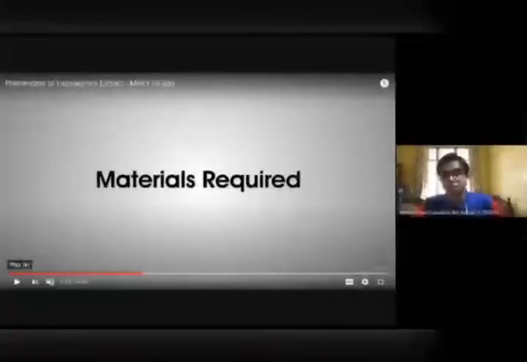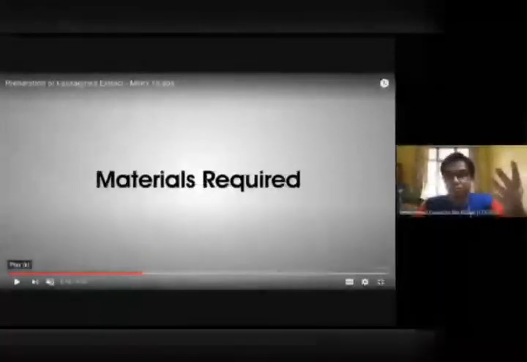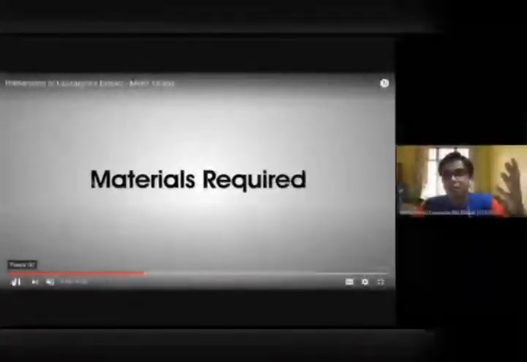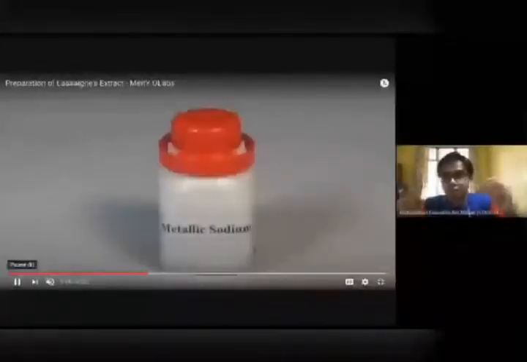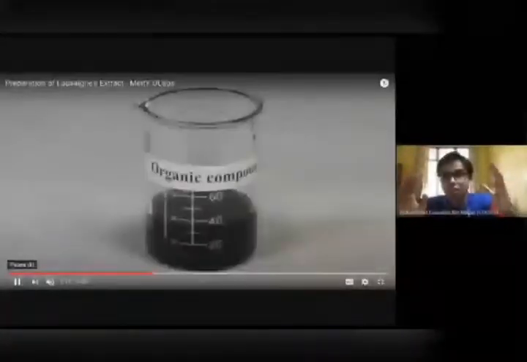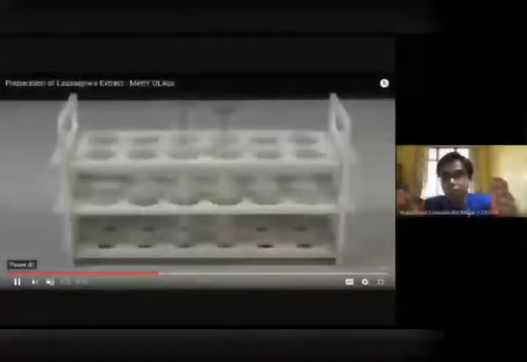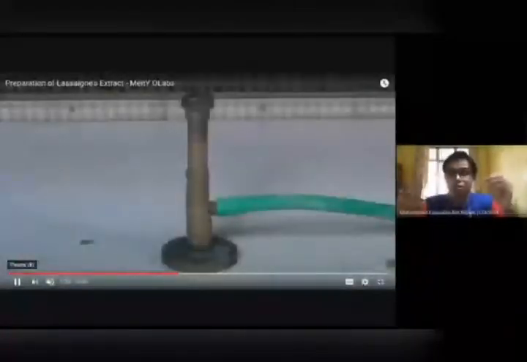Now I'm going to explain how to prepare lassaigne's extract. The materials required are metallic sodium, distilled water, the organic compound given, forceps, fusion tube, rag, tong, dropper, china dish, filter funnel and filter paper, wire gauze, tripod stand, and also Bunsen burner.